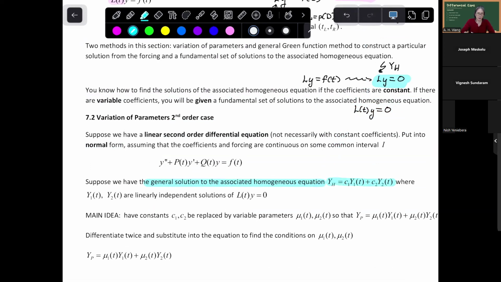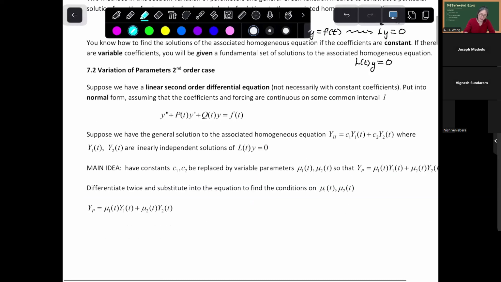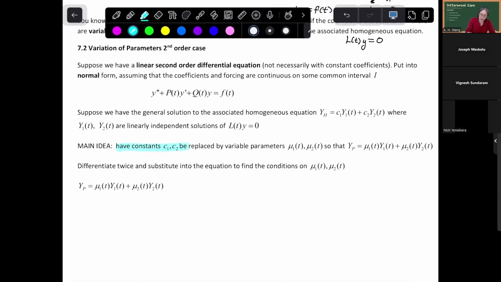Okay, so here's the general solution. y_h equals C1 y1 plus C2 y2, where y1, y2 are linearly independent solutions or form a fundamental set of solutions of Ly equals 0. And it might be non-constant coefficients. Okay, the main idea, we're going to have the constants here and here be replaced by variable parameters, so that instead of the C1, you would have u1, instead of the C2, you would have u2. You differentiate twice and you sub into the equation to find the conditions on the u1 and u2.